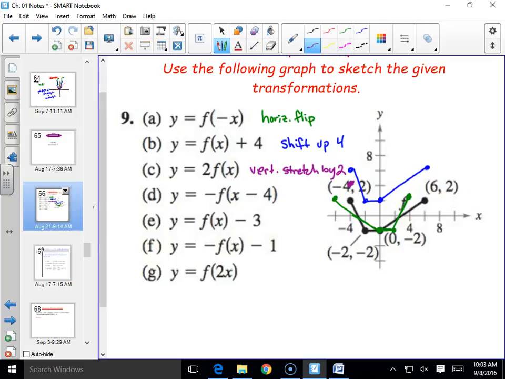Okay, what am I going to do with this one? Multiply the y by 2, which will be negative 4. Because it's a vertical stretch by 2, the y's double.